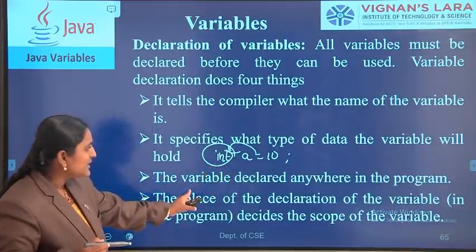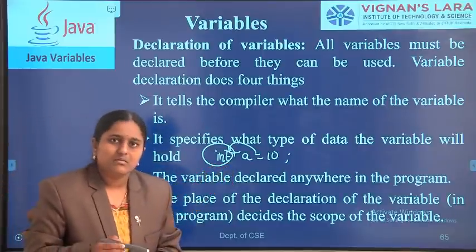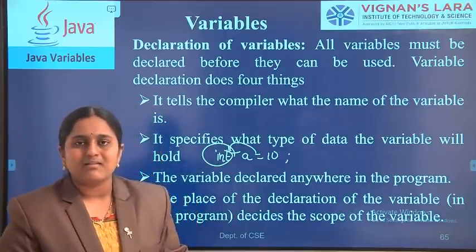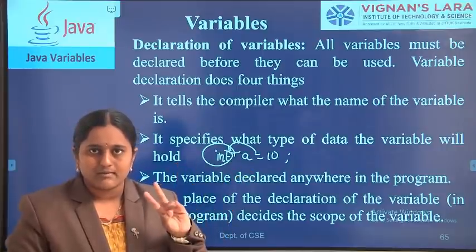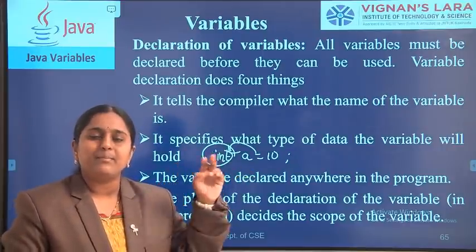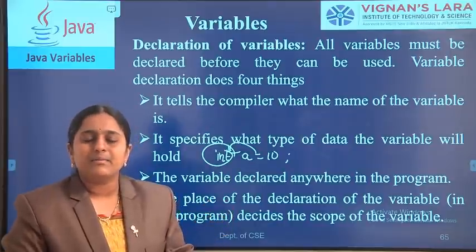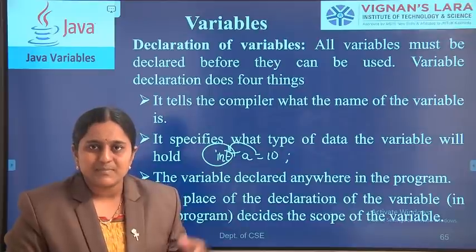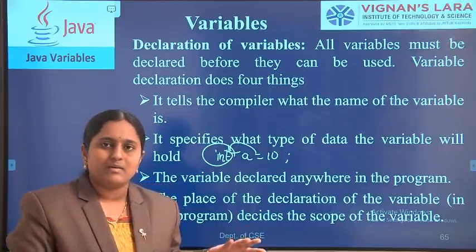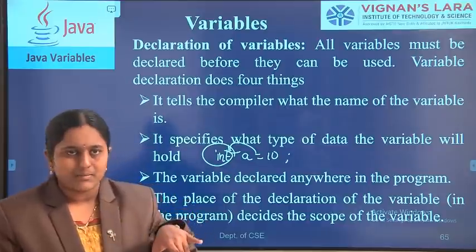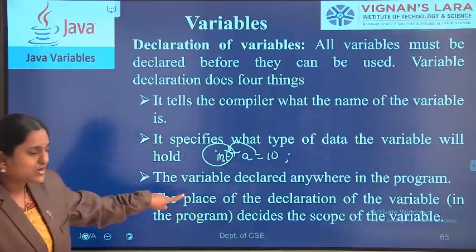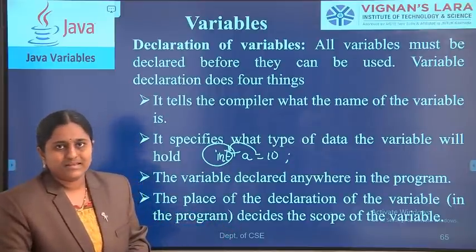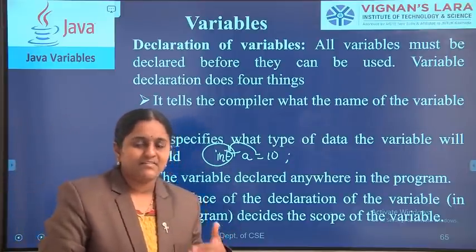Next, the variable can be declared anywhere in the program. In the C programming language, variables are of two types: global variables and local variables. Any variable defined before the main part of the program is called a global variable. Variables defined within a method or function are called local variables. The place of declaration of the variable in the program decides the scope of the variable.